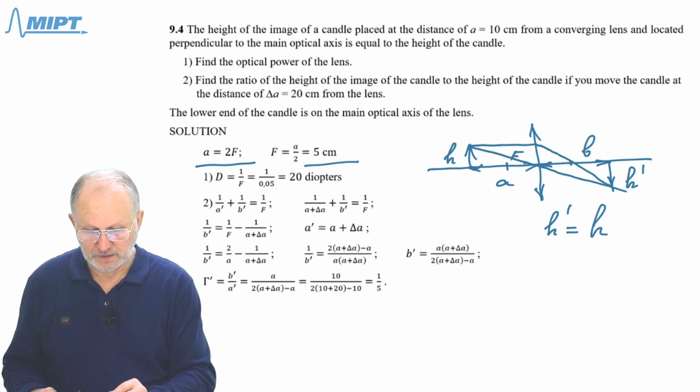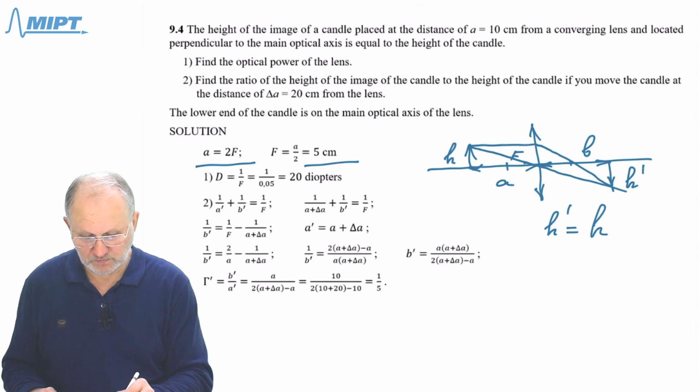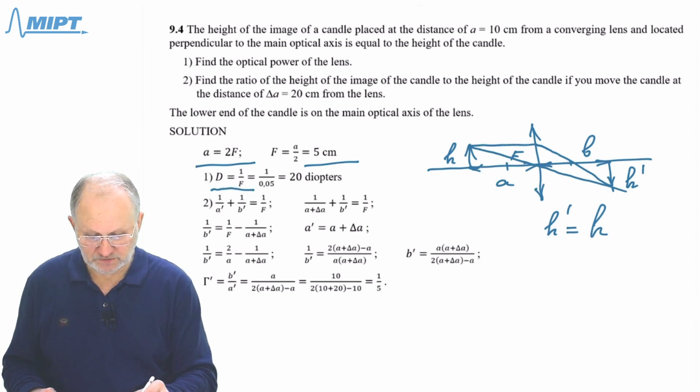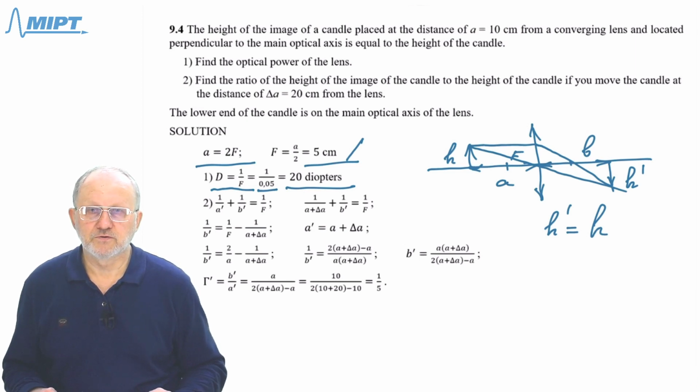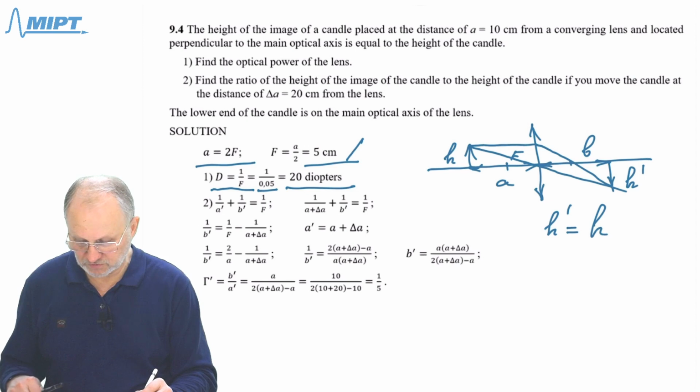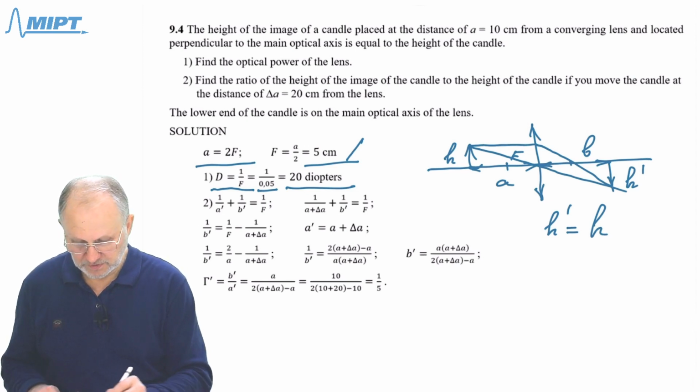So the first question is to find the optical power of the lens. Optical power, by definition, is the reverse of focal distance. And we have just found the focal distance. So the reverse is 1/5 centimeters. But optical power must be expressed in diopters, which is an international system unit. And we have to use meters in order to calculate optical power in diopters. So we have to convert centimeters into meters, and then we obtain the final answer, 20 diopters. So if you correctly solved this problem, if you found the correct answer to this question, then you will receive 3 points.